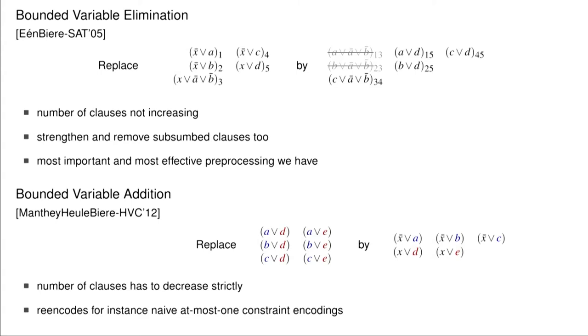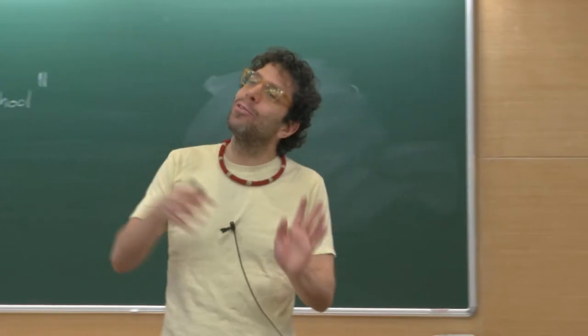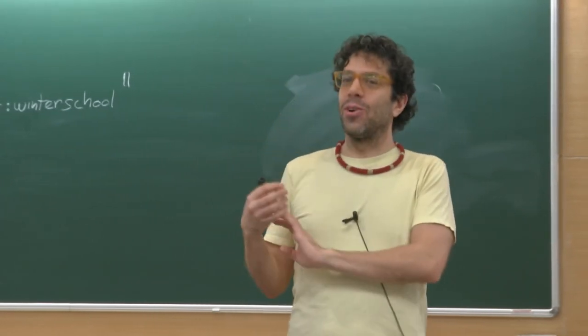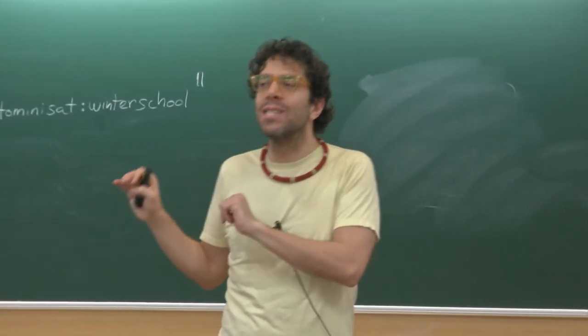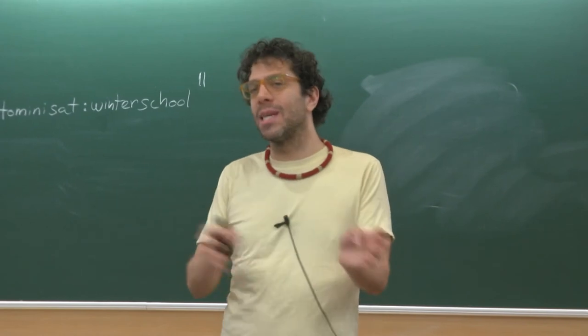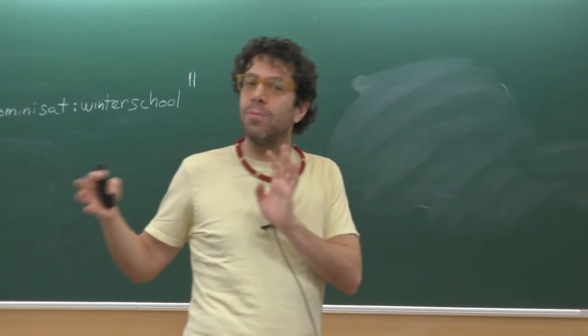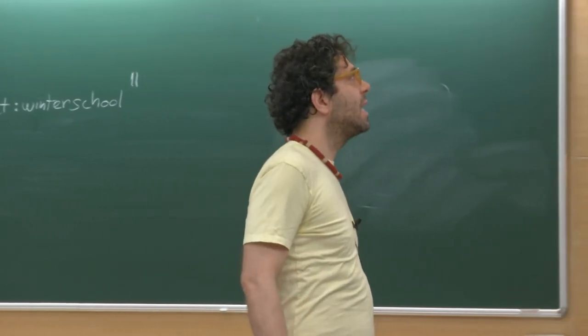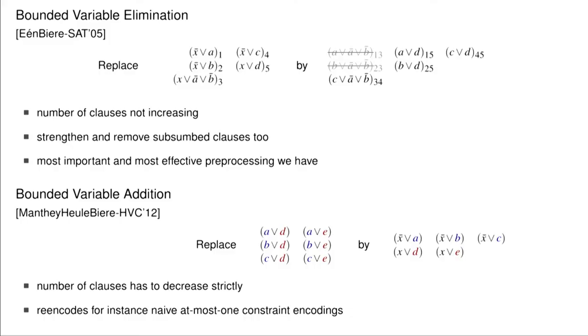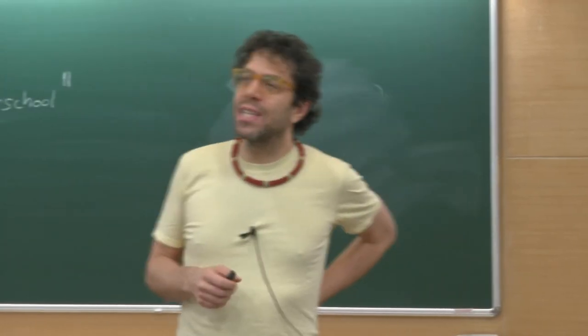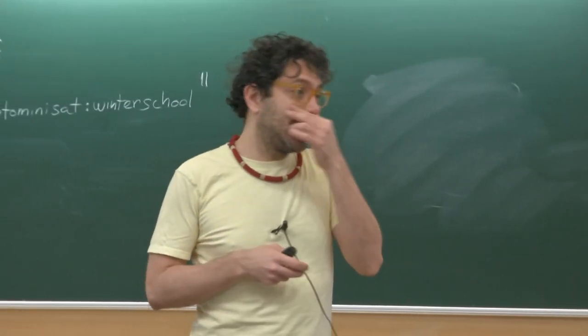Actually, this has lately been even improved by going slightly unbounded. So you're allowed to grow a little bit. You're allowed to grow a few more clauses. We can do a trade-off between a few more clauses and one variable less. So sometimes it still grows the CNF, but with fewer variables. And a relatively new thing is this bounded variable addition, which is basically adding variables to remove clauses. It's a very interesting sort of idea.